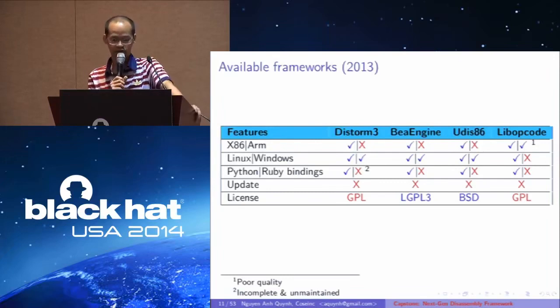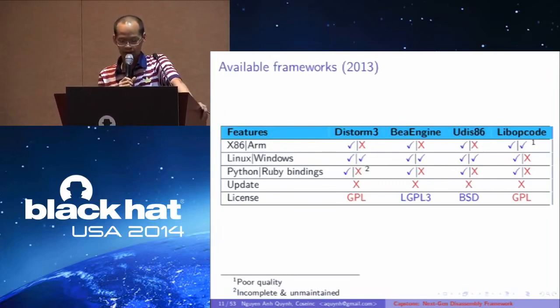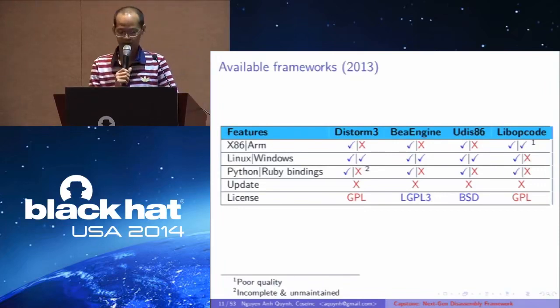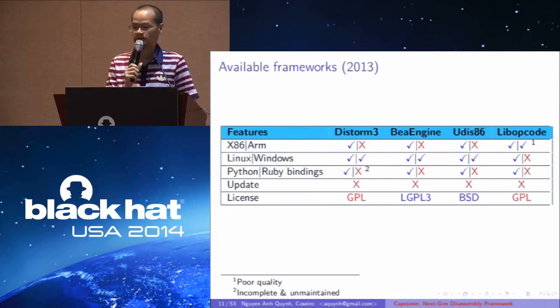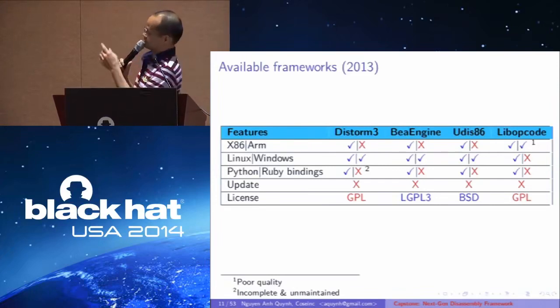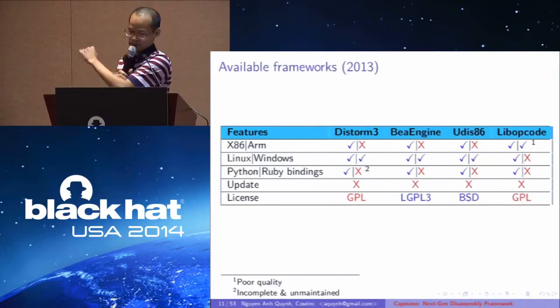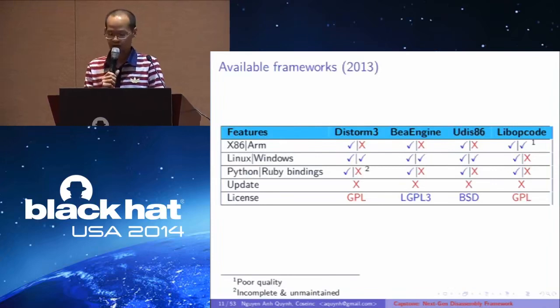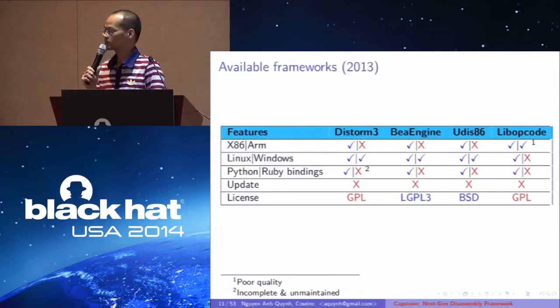For the third requirement, on the language bindings, mostly nothing supports Ruby, except there's one Ruby binding for DiStorm, but it's very poor, incomplete and unmaintained. Nothing updated. You can find some frameworks on this screen. The last release was like 2 years ago. And for the other framework, a lot of people submitted pull requests on GitHub, but the author didn't pick them up. I think he disappeared or something.